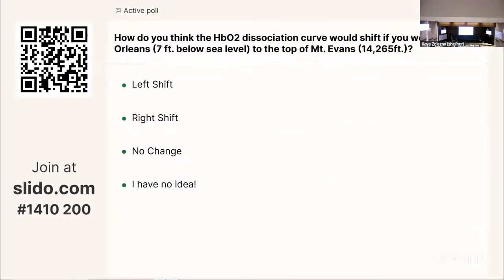So making sure we were all awake. So if we are thinking about this hemoglobin oxygen dissociation curve, we're going to imagine we're going from New Orleans to the top of Mount Evans. So if we're going from a location that's below sea level to a location that's really, really high, over 14,000 feet, what kind of shift would we see in this case?